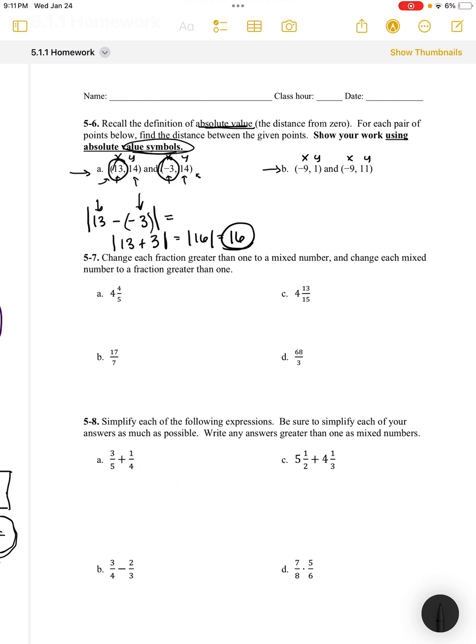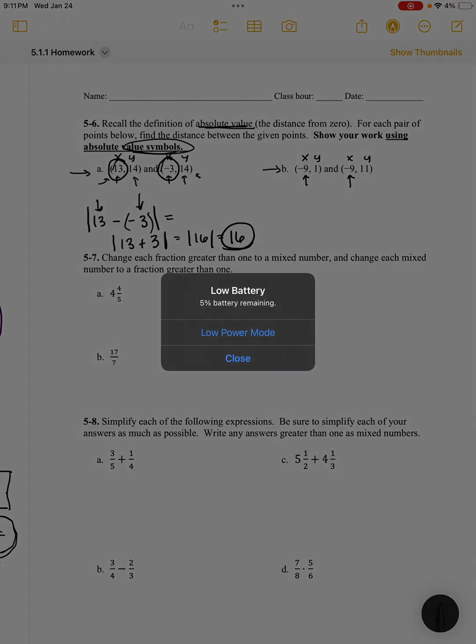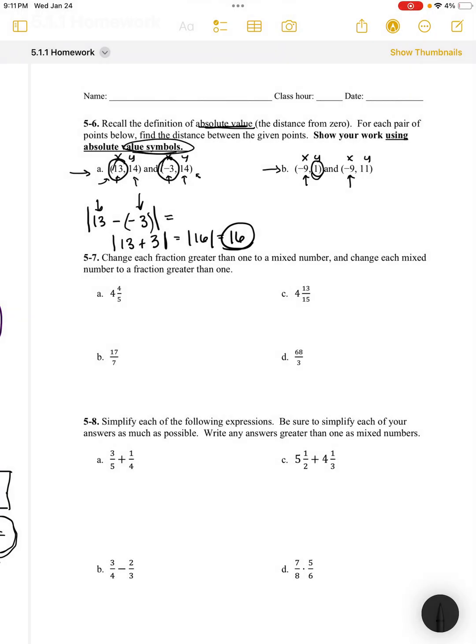For part B, I have (-9, 1) and (-9, 11). In this case, the x's are the same, which means I am going to be working with my y's. Just to prove a point that it doesn't matter which order you put them in, I'm going to put the 11 first and the 1, and I'm going to subtract them. And right below it, I'm going to do the 1 minus 11. Okay, because they're both positive coordinates.